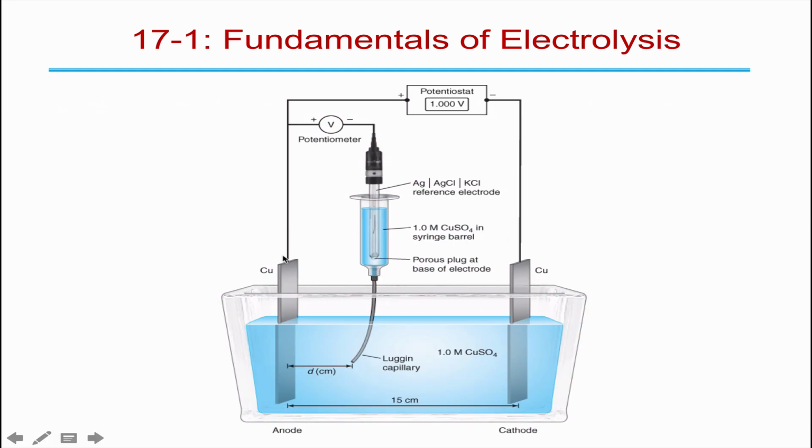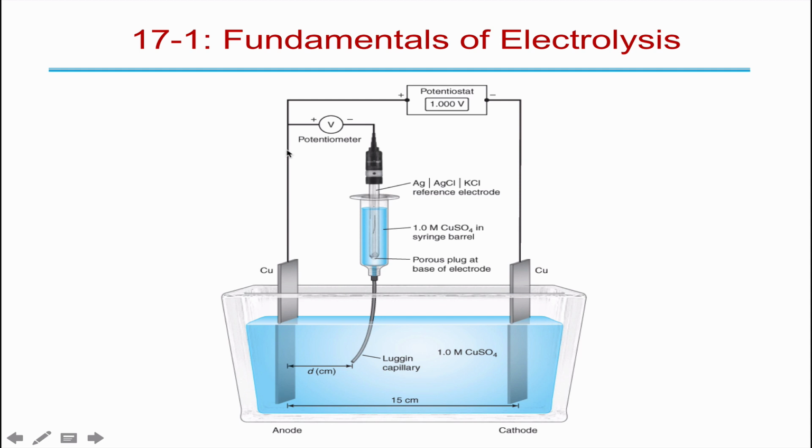We're going to have 3 electrodes. We're going to have an auxiliary electrode, so let's call that the anode. We're going to have a working electrode, which we will call the cathode. And then we're going to put in a reference electrode. Now remember, reference electrodes don't like to have a lot of current going through them because then they're no longer at a constant reference potential.